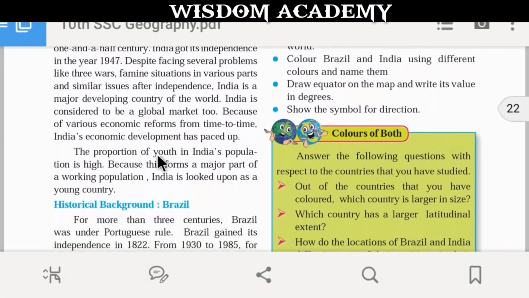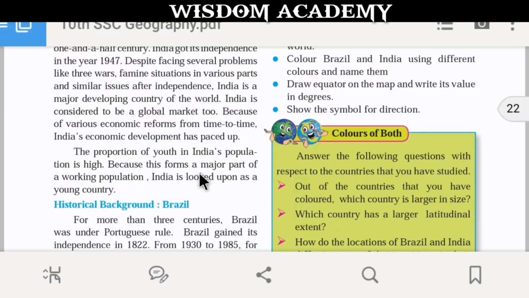The proportion of youth in India's population is high. So youth या young population India के population में बहुत ज़्यादा है. If you see 35 to 40% या 50% people हमारे young हैं, young generation है. So because of this, major part of the working population, ये जो young population है, that is working population, ये काम करने वाला population है.